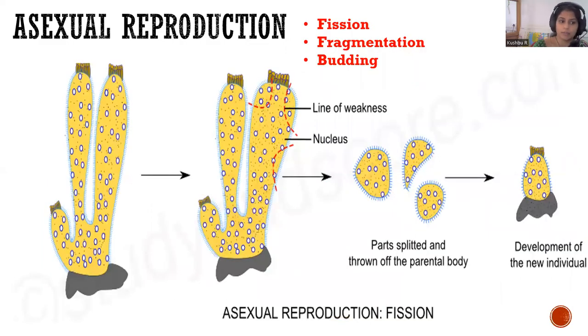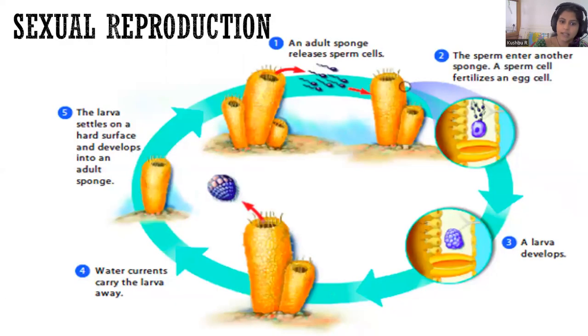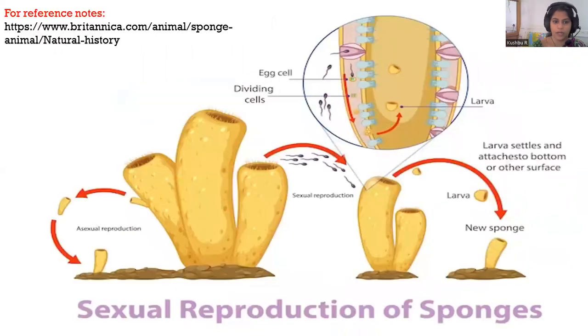Sea sponges perform sexual and asexual reproduction. Asexual reproduction is by fission, fragmentation, and budding. Sexual reproduction is by the production of sperm cells, and the egg cell after fertilization produces larvae which fall onto a suitable substratum and develop into a new individual.